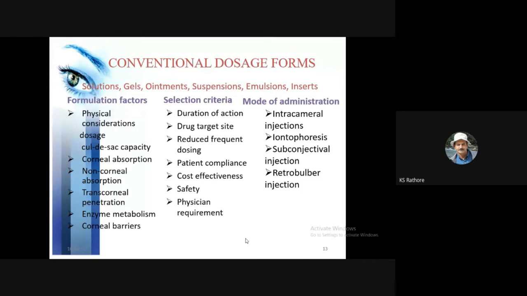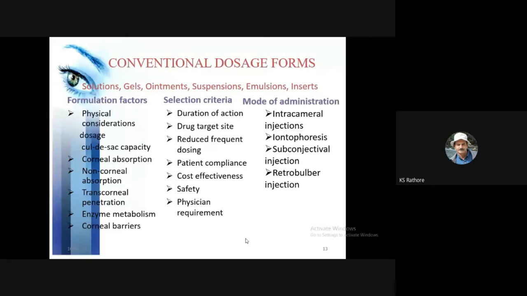How much dose is there, what is the cul-de-sac activity, how much corneal or non-corneal absorption is taking place, how much transcorneal penetration by the drug is possible, enzyme metabolism, if a drug is metabolized by enzyme in that cavity, and corneal barriers. So these are some formulation factors which are considered before formulation of these conventional dosage forms.